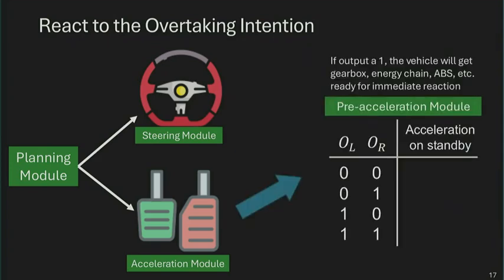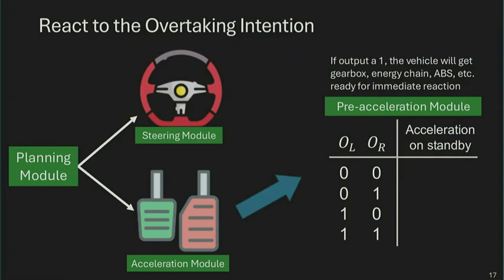And part of this acceleration module could be a pre-acceleration module. Once you receive the intention, you might not want to execute it right away, but you want to get your system ready for execution whenever that execution command comes in. So that pre-acceleration module is going to monitor the intention to overtake. And whenever there's an intention, it will set up everything, the gearbox, the energy chain, the ABS, get everything ready for immediate reaction. Right? So it receives the inputs from the planning module, overtake on the left, overtake on the right, that is the intention.